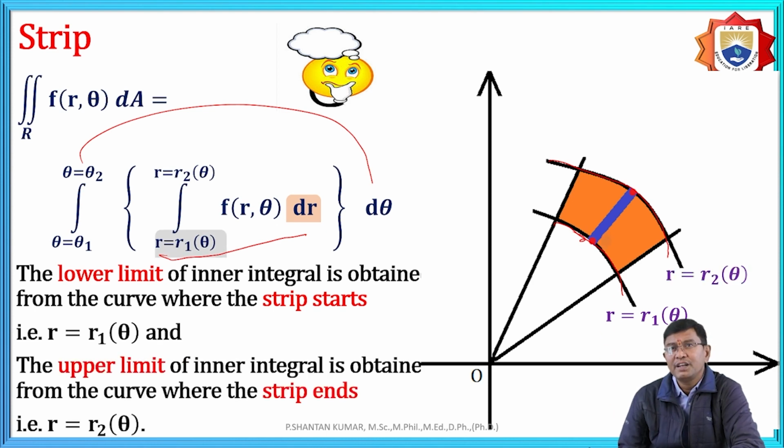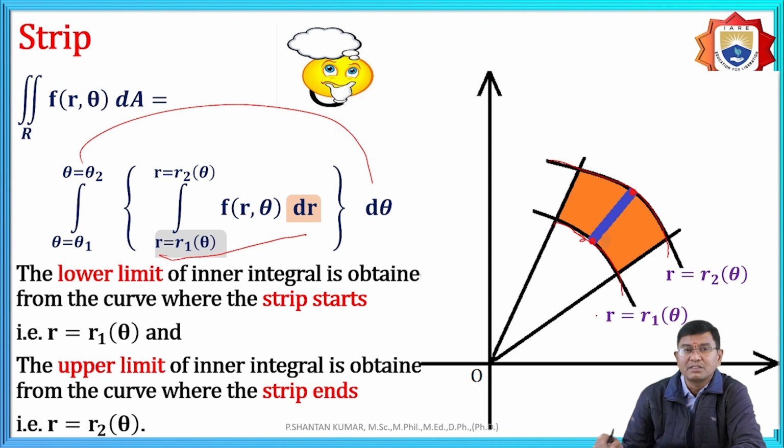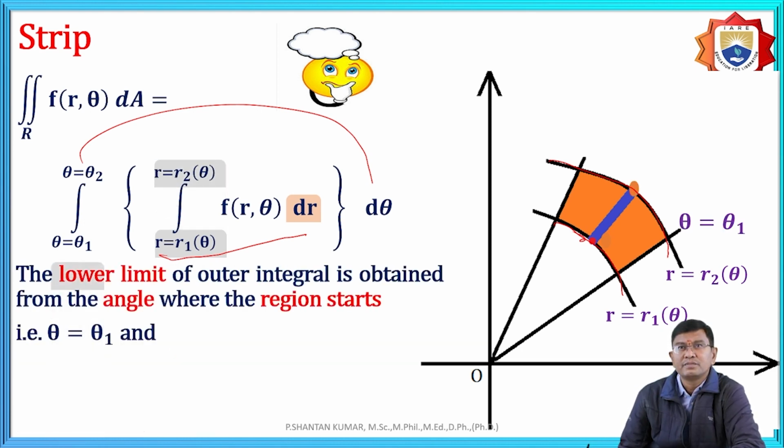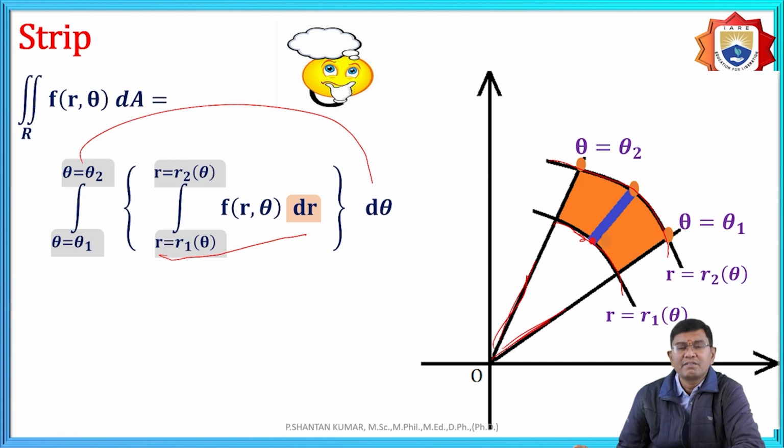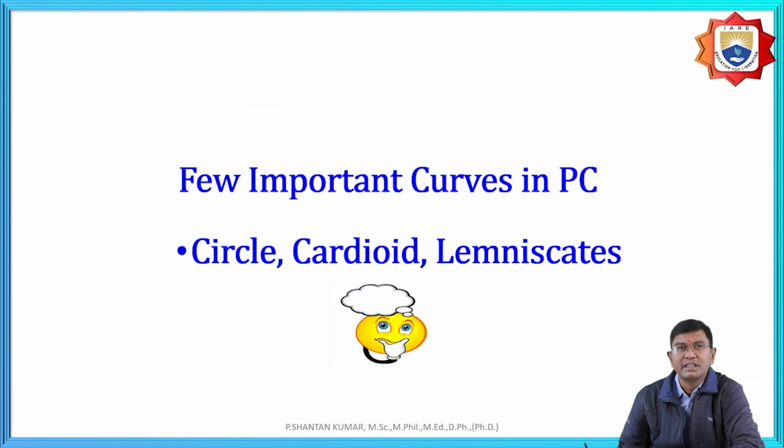Next, we need to find the angle between them. The angle is from where the bounded region lies between the two curves, that is, theta 1 to theta 2, the angle between the two curves. After getting the limits, we find the solution with respect to r and d theta.